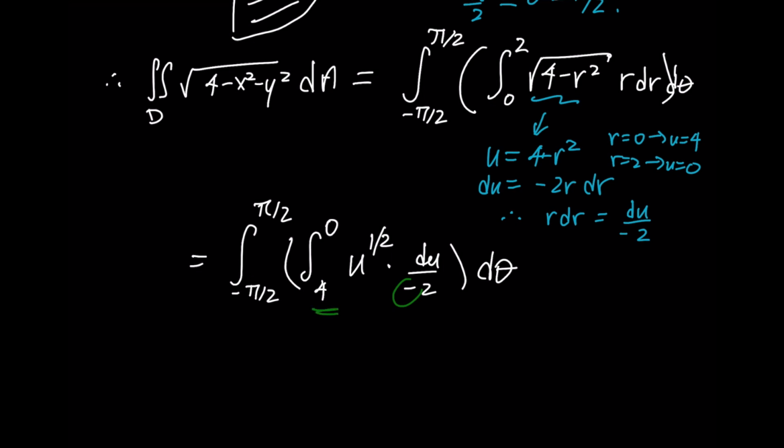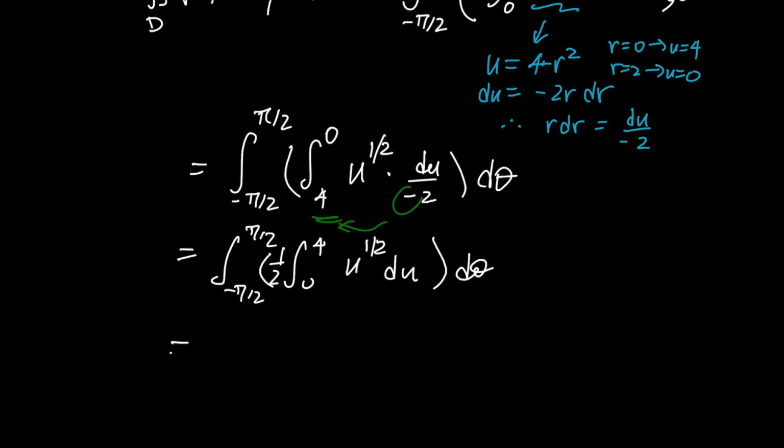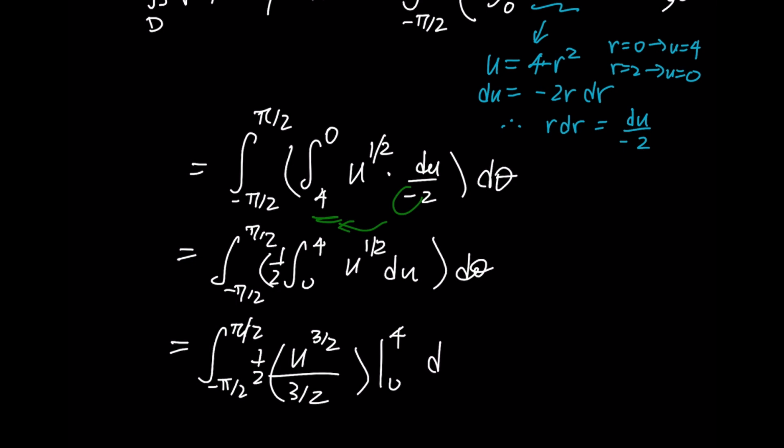The presence of the negative sign allows me to flip the limits of integration by our standard integration properties. We'll have an integral 0 to 4, u to the 1/2. This 1/2 comes out front. That's that area distortion factor. Simple power rule for antiderivatives. What we'll have is u to the 3/2 over 3/2. We'll have this 1/2 out front. This is evaluated from 0 to 4.